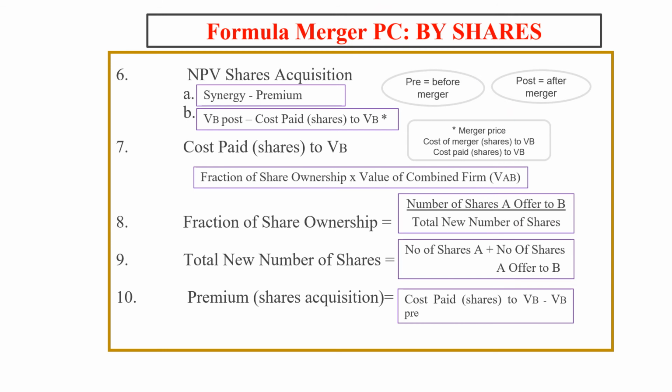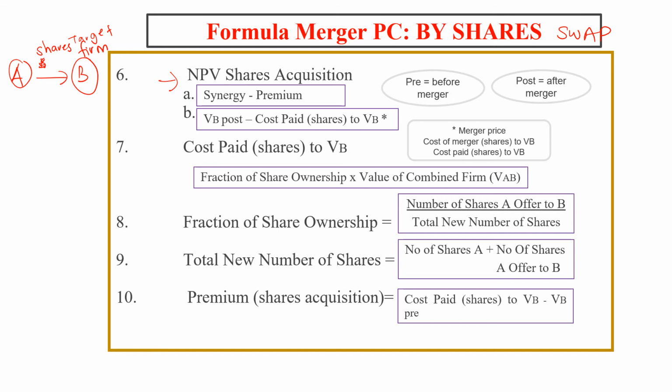Okay, so next condition, the second merger formula is when firm A acquires firm B by shares, or sometimes share swap. So it means A acquires B, B is the target firm, so A acquires B by share. Like the cash one earlier, this one is through share. So you have to use the formula for NPV share acquisitions, synergy minus premium.